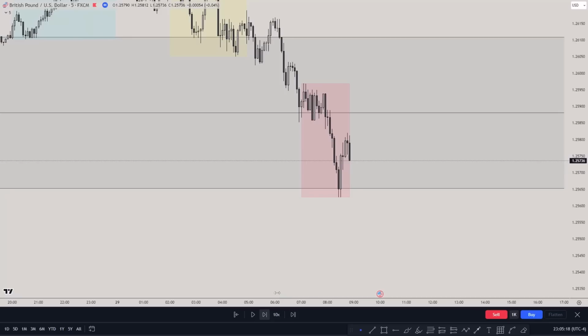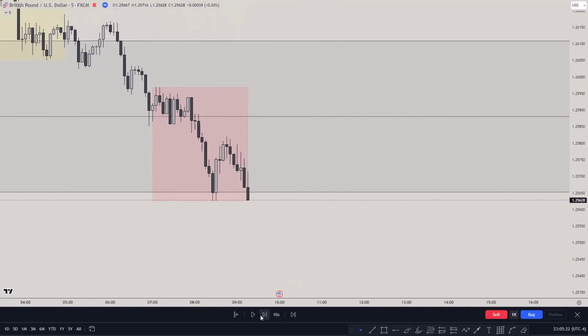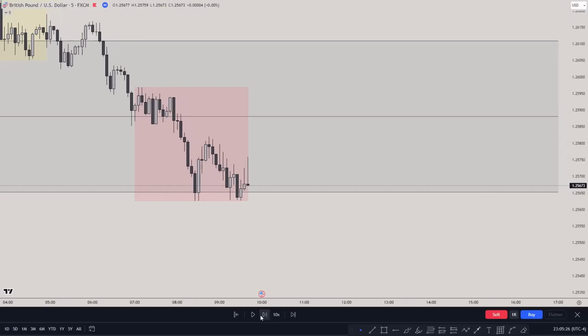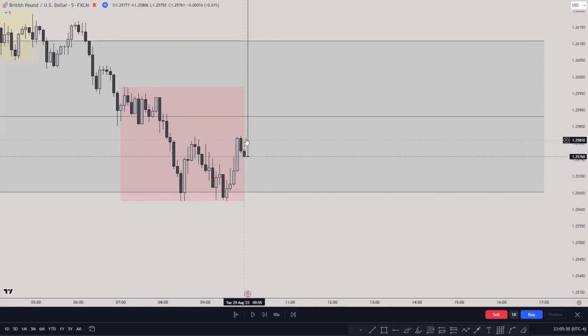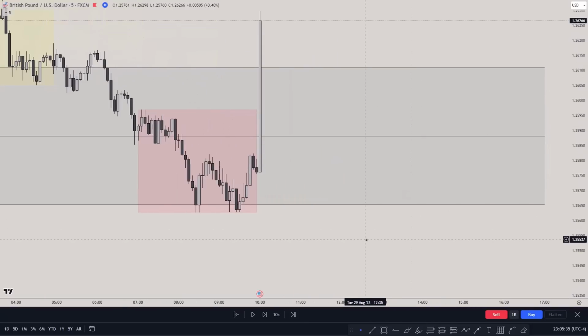There is no change of character. Maybe in the lower time frame, yes, but not here. Price sweeps again. And there is, okay, that's a very big candle. Very big candle. But we did not have an entry here unless you entered from this fair value gap for some reason. But what I'm seeing here is this breaker block.